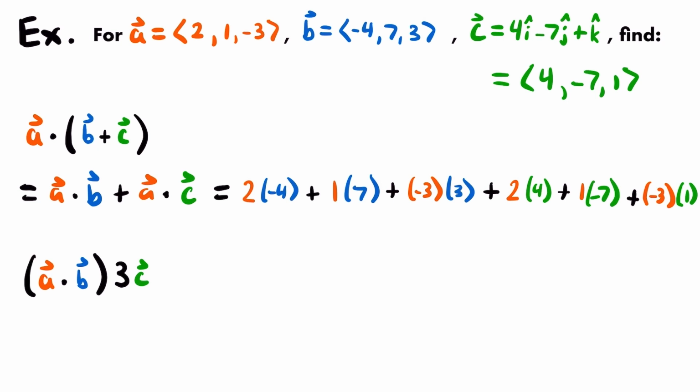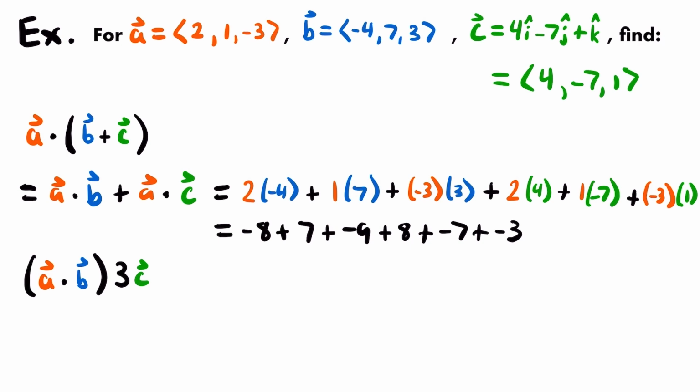All right, so now all there's left to do is simplify. 2 times negative 4 is negative 8. So this is negative 8 plus 1 times 7, which is 7. So we'll have 7 plus negative 3 times 3, that's negative 9. Then we have plus 2 times 4, which is 8. So we have plus 8. And then we have plus 1 times negative 7. So it will be plus negative 7. And then we'll add negative 3 times 1, which will be negative 3.